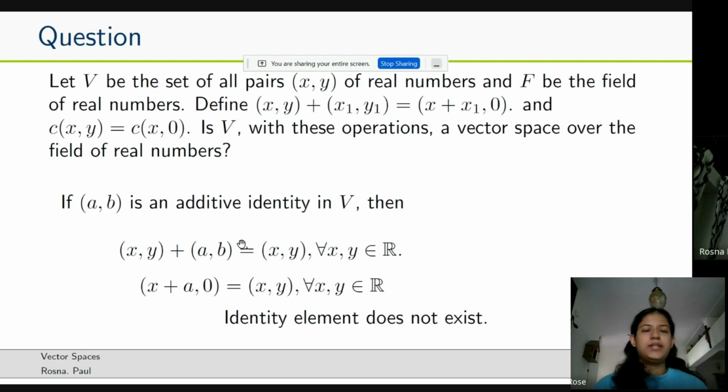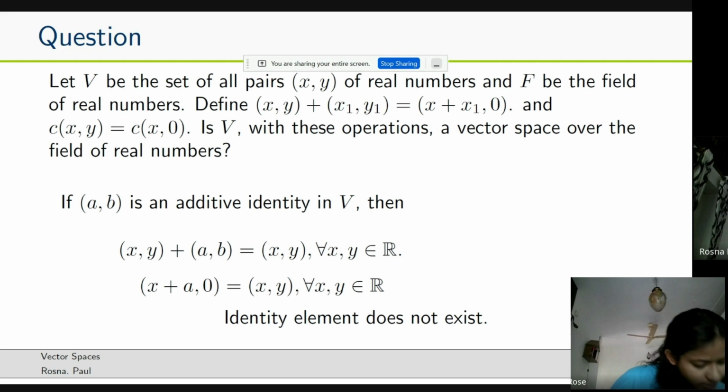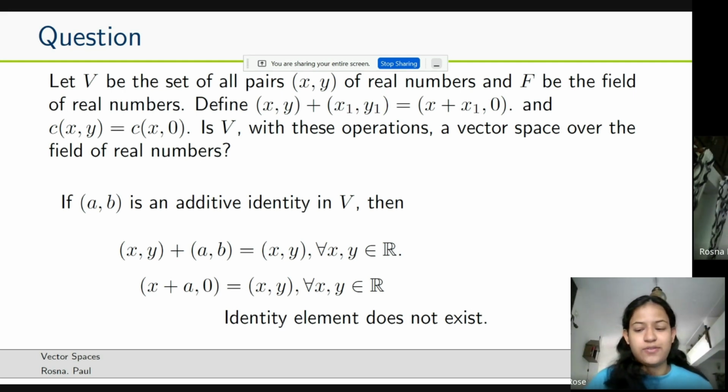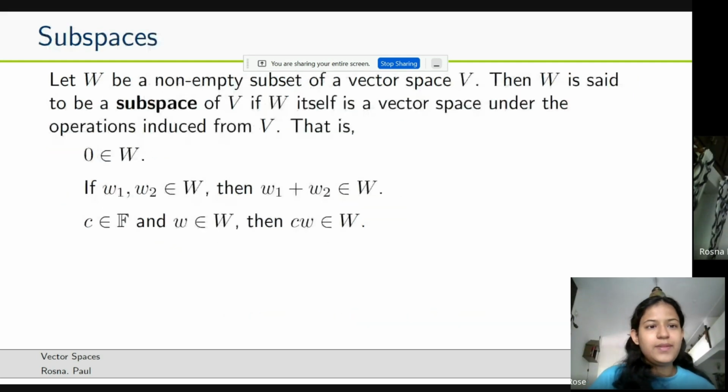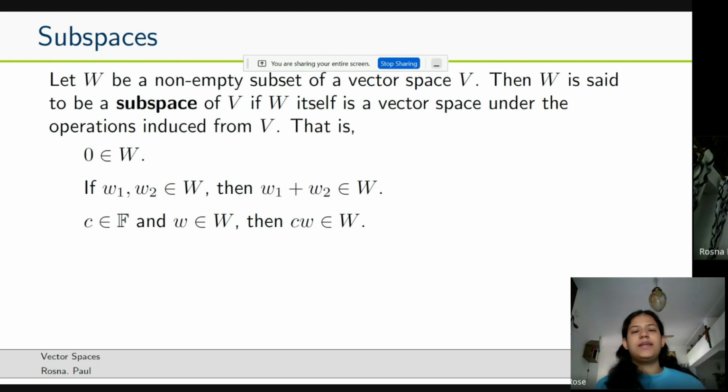So if there is no additive identity, then you cannot make it a vector space. So your answers are correct. Very good. I hope that you understood the definition of vector spaces. Okay, then the next thing is a subspace. So if you have a big vector space, then how can we call something a subspace of this vector space? Here, let W be a non-empty subset of a vector space V, and W is said to be a subspace of V if W itself is a vector space under operations induced from V.